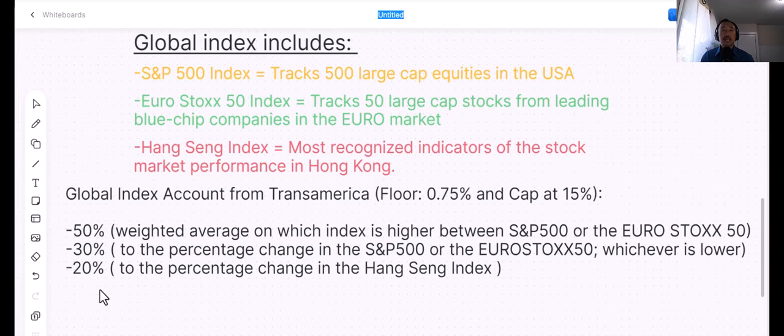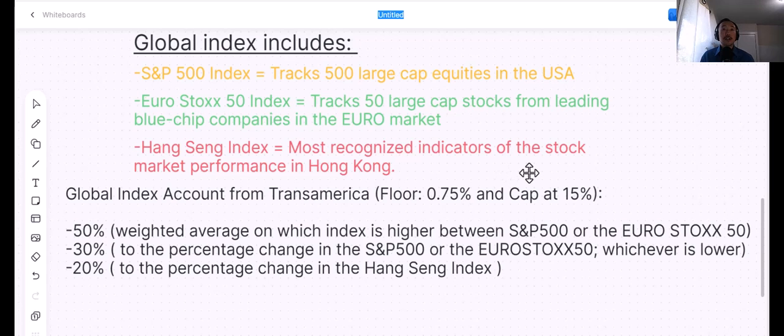The pro and the downside of linking your cash value to the global index is that your floor is at 0.75% and the cap is at 15%. So think of a floor and cap as like a border. As long as the index that you're linked to is inside of these borders, you will get a rate of return. If it isn't, then the insurance company gets to keep it or protects you from that negative.